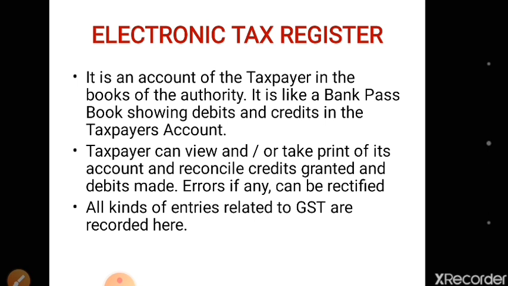Electronic tax register. It is an account of the taxpayer in the books of the authority. It is like a bank passbook showing debits and credits in the taxpayer's account. The taxpayer can view or take a print of its account and reconcile credits granted and debits made. If there is any error, it can be rectified. All kinds of entries related to GST are recorded here.